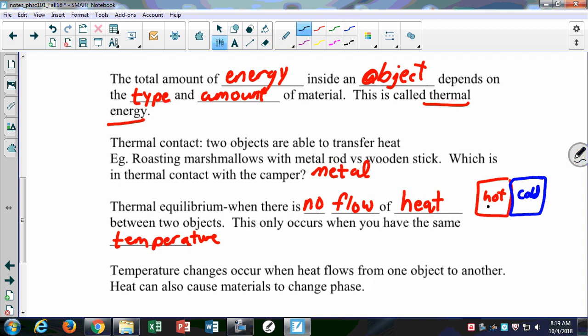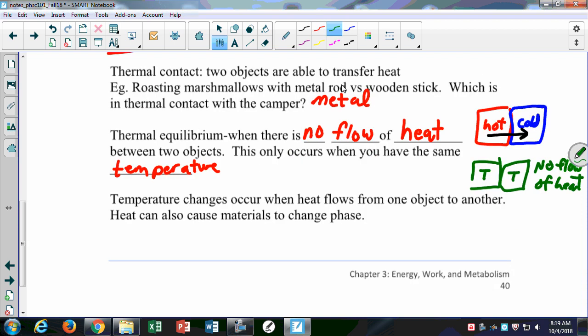The hot, you will always have a flow of energy going from hot to cold when you have a flow of heat. But if I have two objects that are exactly the same temperature, T and T, there's no flow of heat, because they're the same temperature. We would say that those things are in thermal equilibrium. So these things are in thermal equilibrium.